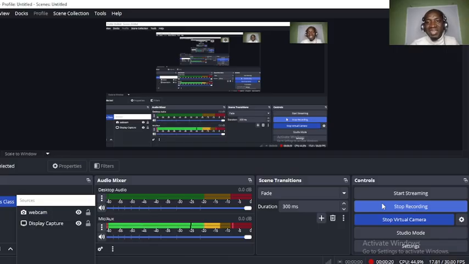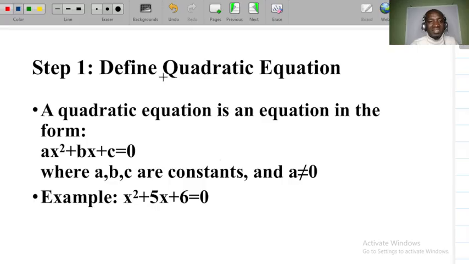Today, we shall be looking at Introduction to Quadratic Equation. First of all, the definition of quadratic equation. A quadratic equation is an equation in the form ax squared plus bx plus c equal to 0.